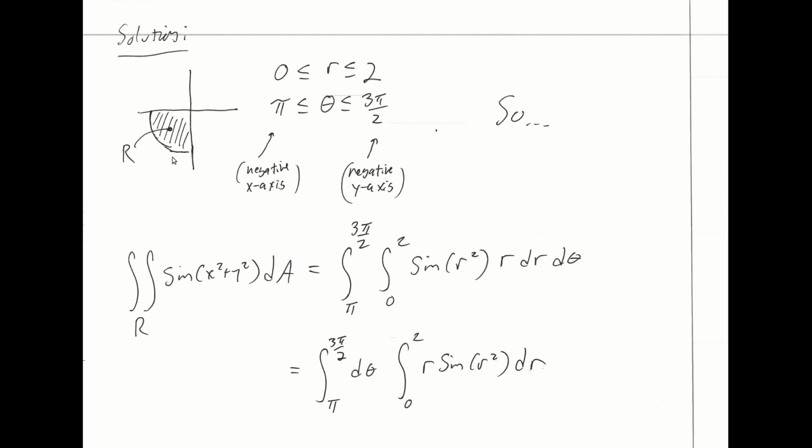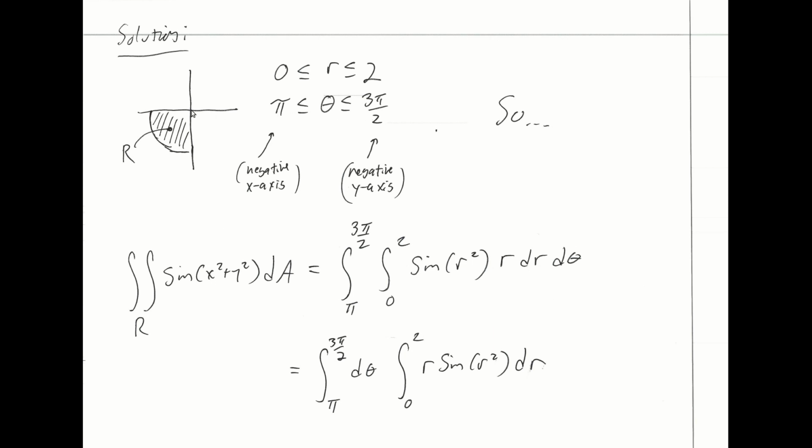So to describe my region R in polar, it is a portion of the disk centered at the origin of radius 2. The disk centered at the origin of radius 2 is given by the equation 0 less than or equal to r, which is less than or equal to 2. And then I further specify that I only want the third quadrant of this disk, the third quarter, the southwest quadrant, by letting theta go from pi to 3 pi over 2.